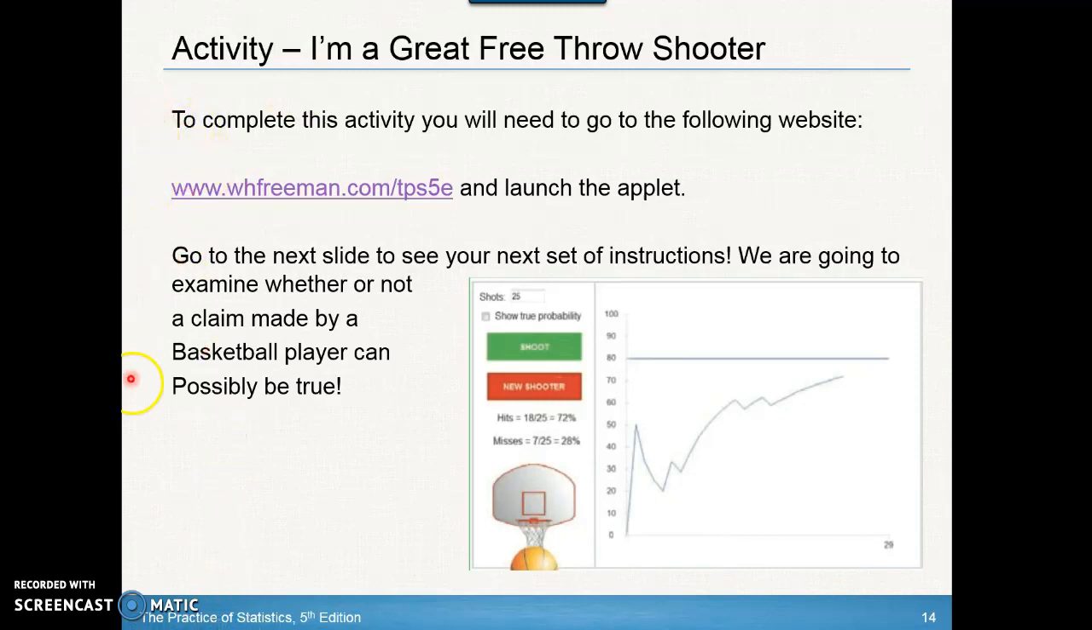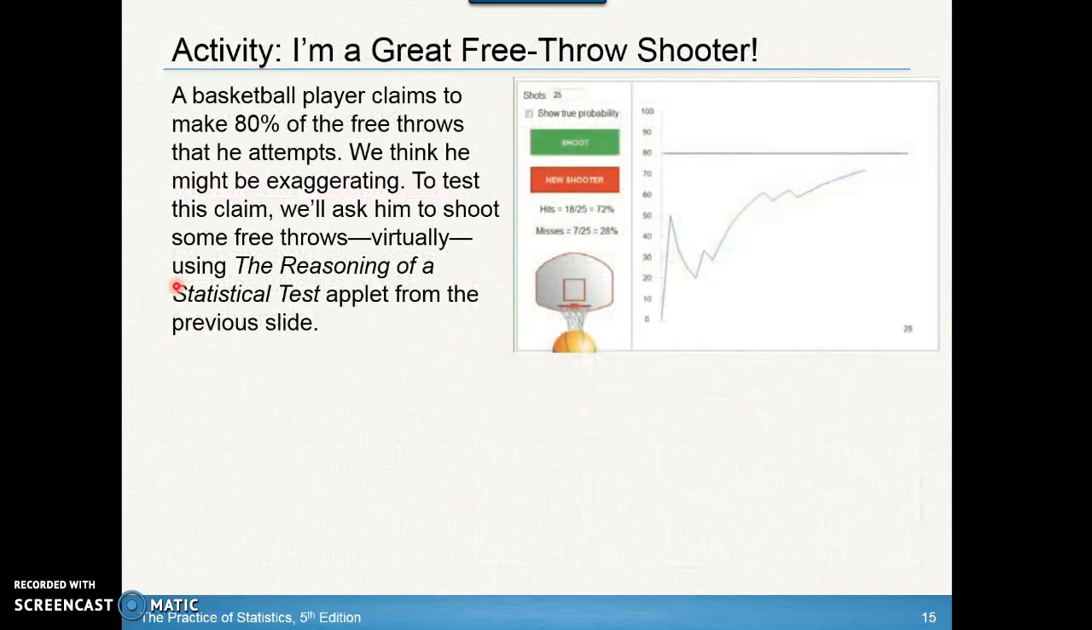Okay, so this is just a quick activity for you to test a claim, to sort of see how significance tests actually work. So what you're going to do is, if you could just take a minute and complete this activity, you're going to go to this website, launch the applet. On the next slide is your set of directions. Basically what we're going to do is take a look at a claim made by a basketball player. We're going to use a simulation to see if the claim made by the basketball player is actually true or could possibly be true.